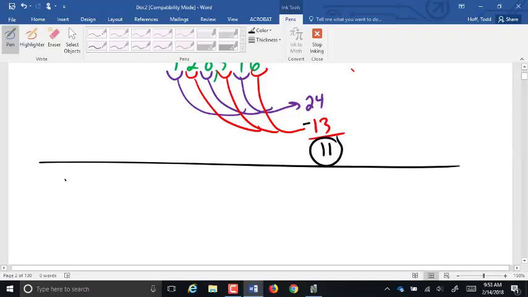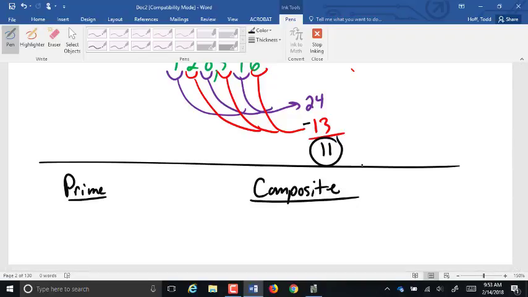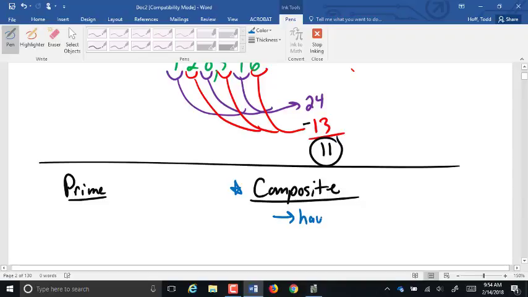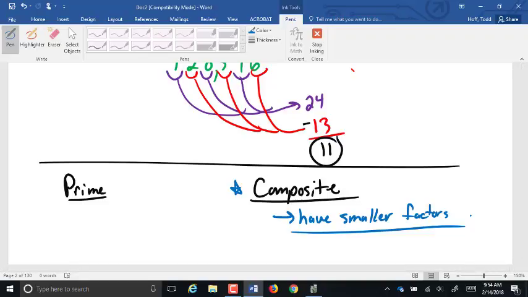Because we have two different types of numbers that we're going to talk about here. We're going to talk about prime and composite. We talked about the 4, the 6, and the 8, and the 9, where we didn't really need a divisibility rule for them because we just divide by smaller numbers. That's because those are what we call composite numbers. Composite numbers have smaller factors. By smaller factors, I mean numbers that divide into them, or numbers that can be multiplied together to make them.